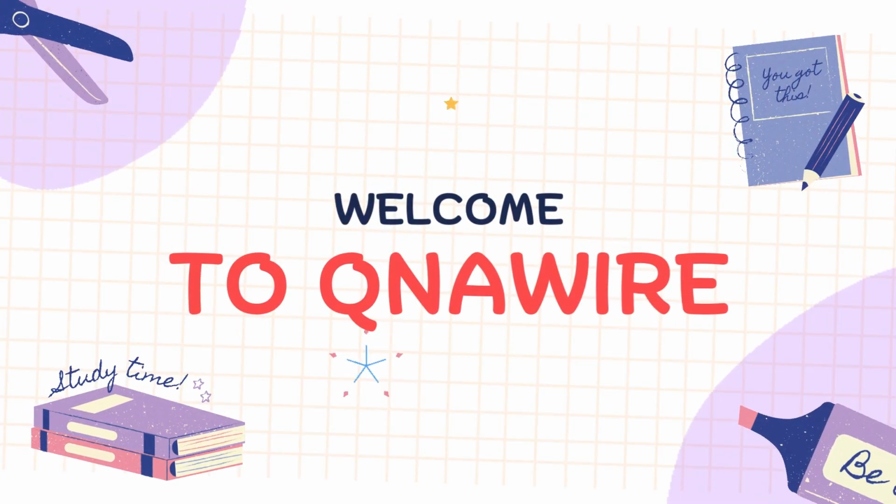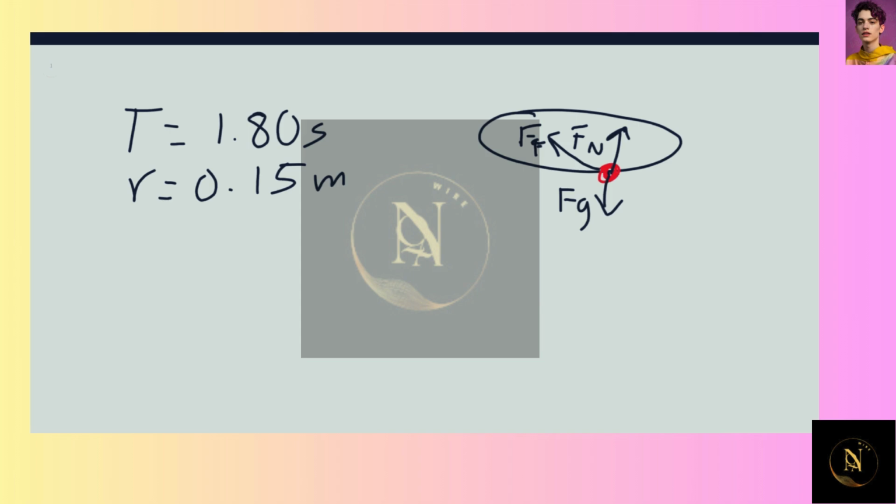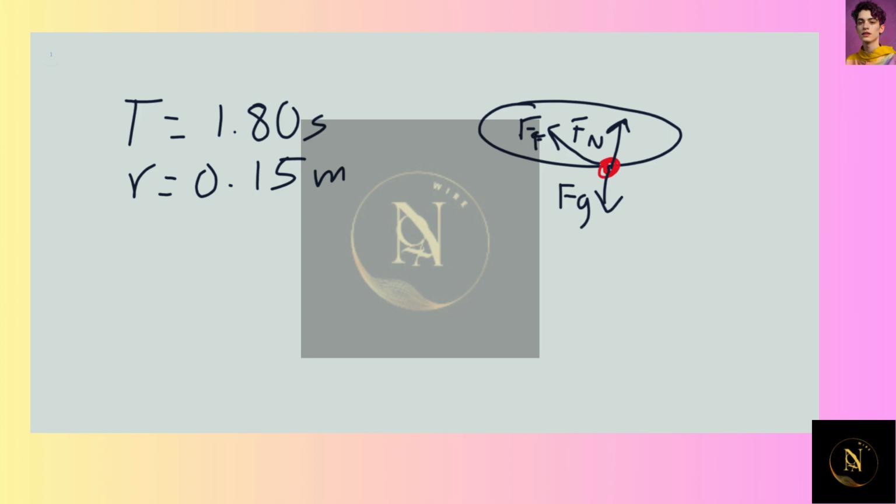Welcome to qnawire. Here, we have to find the minimum coefficient of friction necessary to keep a penny, indicated by the red dot, rotating with the disk that it is on and not just fly off. So let's start by finding the angular velocity in this problem.